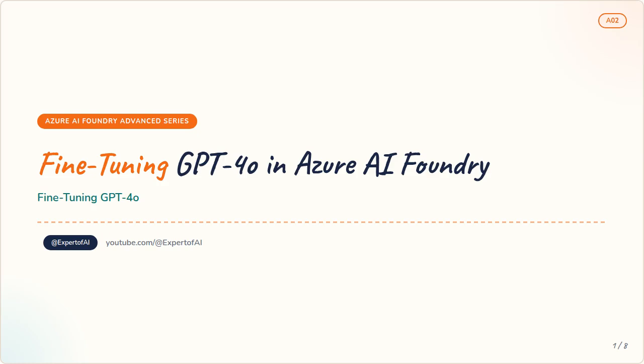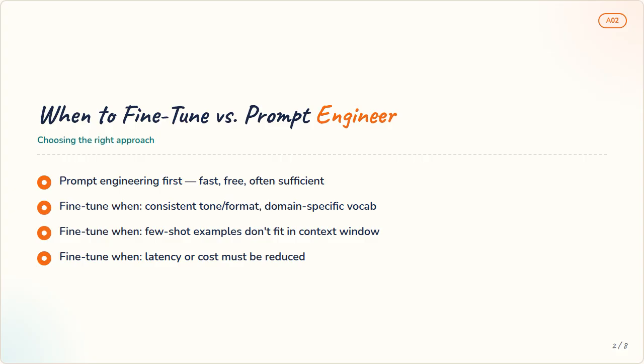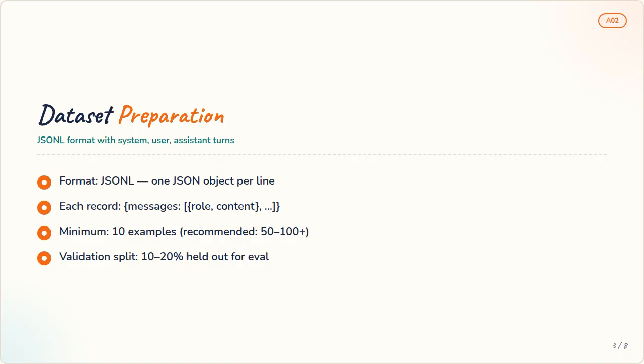In this video, we walk through fine-tuning GPT-4o inside Azure AI Foundry, from dataset preparation all the way to deploying your custom model. Always try prompt engineering first. It's faster and cheaper. Fine-tuning makes sense when you need consistent output format, domain-specific terminology the base model doesn't know, or when your few-shot examples are too long for the context window.